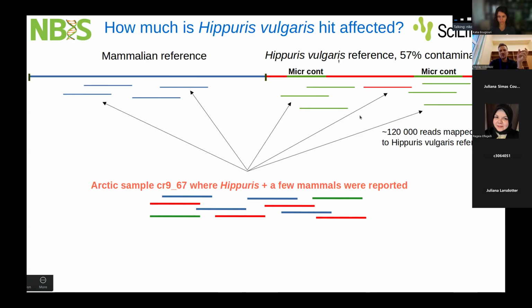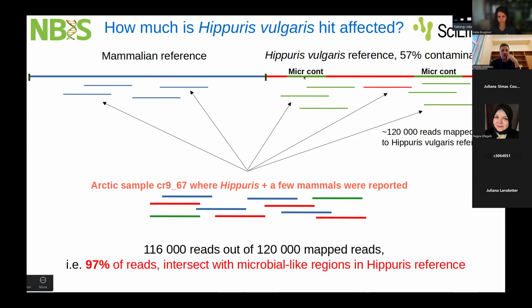So basically, these reads aligned to Hypericum vulgaris. They have a choice. They can align to these red endogenous regions, or they can align to those microbial-like regions. Let's do some enrichment analysis. Let's check how often they align to the endogenous regions and how many times they align to the exogenous region. It looks like in the vast majority of reads, they actually aligned to what we predicted were microbial-like regions.